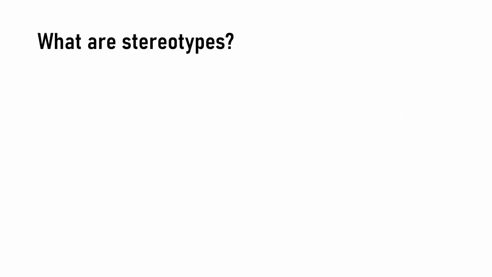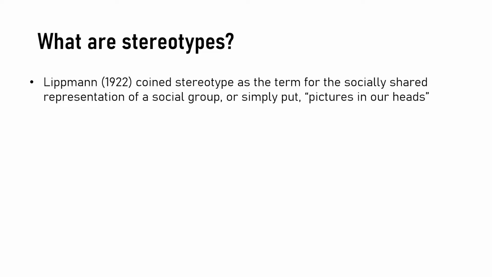So, beginning at what are stereotypes, it's important to define this using an operant definition so we can move forward cohesively. In 1922, Lippmann coined stereotype. Lippmann was a journalist in the 1920s. He coined the term stereotype for the socially shared representation of a social group, or more simply put, pictures in our heads of how these social groups are supposed to behave, look, react, things like that.